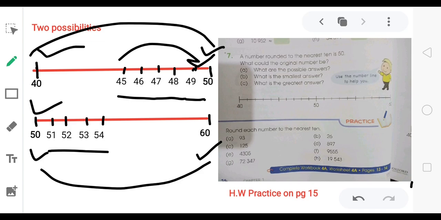What is the smallest answer? Here you can see that this one is the smallest answer, 45. And what is the greatest number here? This one is the greatest number, 54. Is it clear? But remember, when you are doing rounding of numbers, please make sure, for your easiness, draw the number line. It will help you. Another thing, you have to keep in mind which are the strong numbers and which are the weak numbers. And last thing, you have to remember the rule. If the last digit is equal to 5, greater than 5 or less than 5, what you have to do.